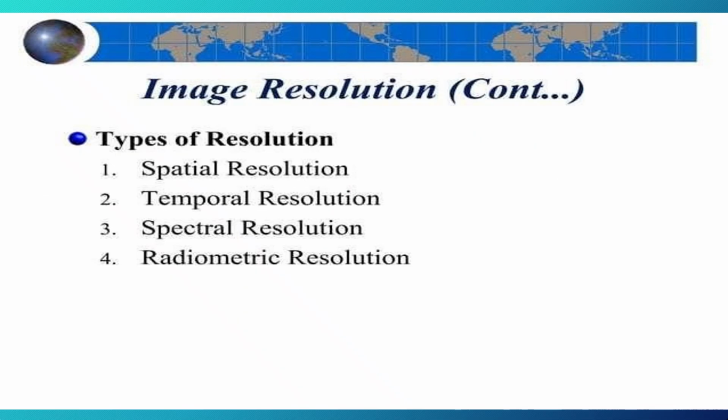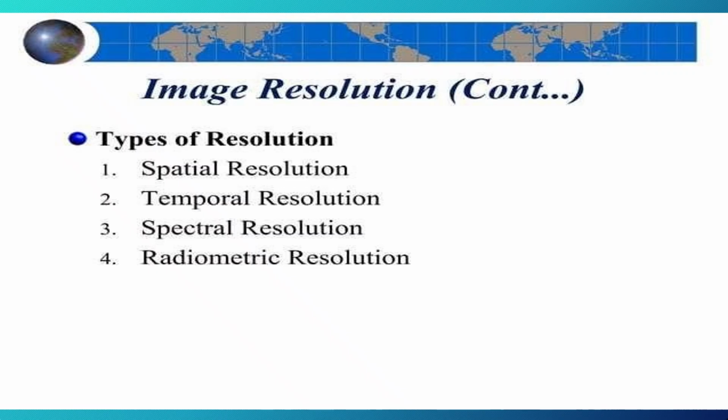This slide introduces the different types of image resolution in remote sensing. There are 4 main types: spatial resolution, which refers to the size of the smallest object that can be detected on the ground; temporal resolution, which indicates how frequently a satellite revisits and captures images of the same area; spectral resolution, which relates to the number and width of wavelength bands a sensor can detect; and radiometric resolution, which represents the sensor's ability to distinguish slight differences in energy or brightness.